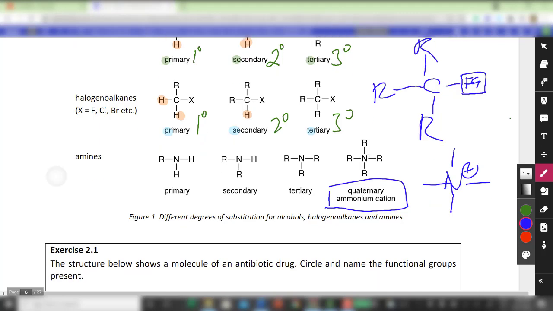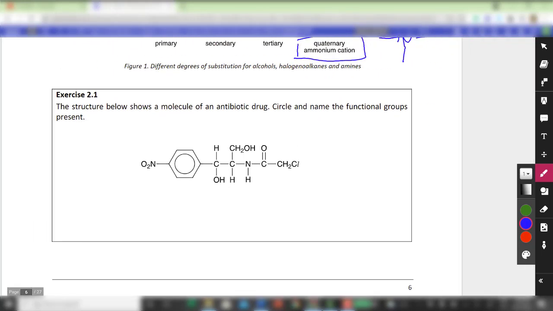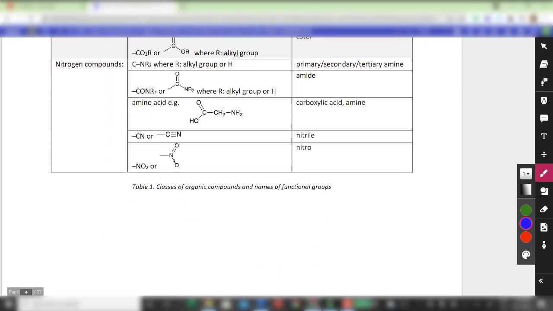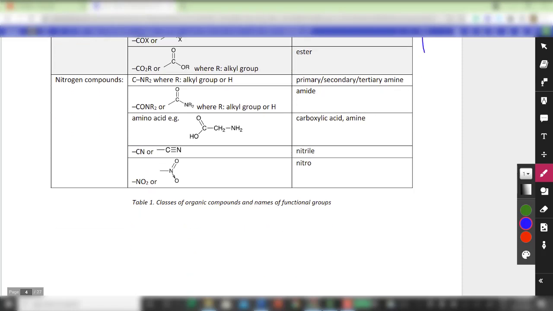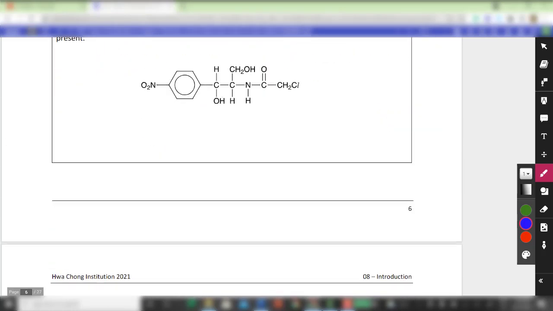Yep. Okay, so without further ado, we can quickly look at example 2.1. So you have an antibiotic drug. You are asked to circle and name the functional groups present. So you can always refer to this particular page. I think this is page 4. So just refer to them as you do this part of the question. So I'll just quickly solve it for you.